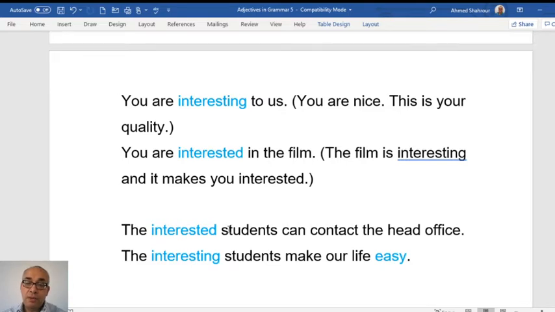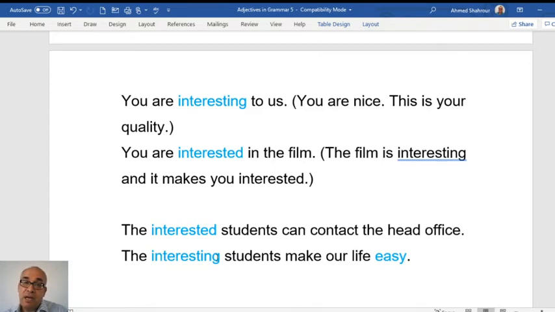So the interested students can contact the head office. It means something made the students interested in something. Maybe sport. Sport made students interested. So the students are interested in sport, and if the students are interested in sport, they can contact the head office. So how do I say this in English? The interested students can contact the head office.